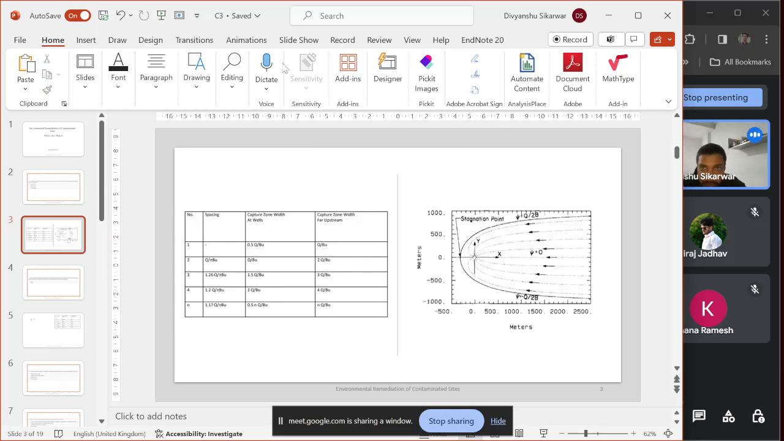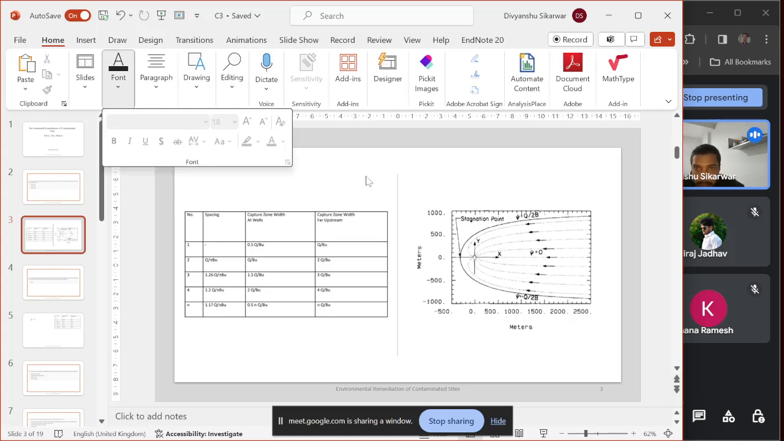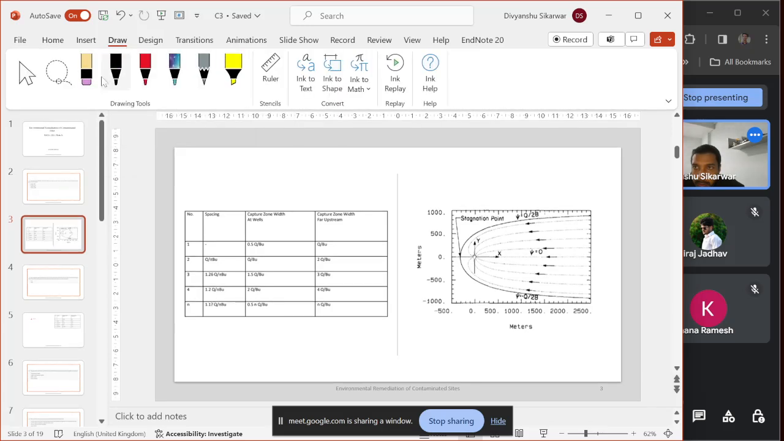So basically, this area represents the... this is basically a well. If you have attended the week 3 lecture, there we discussed, after completing the risk assessment, we came to the remediation methods.